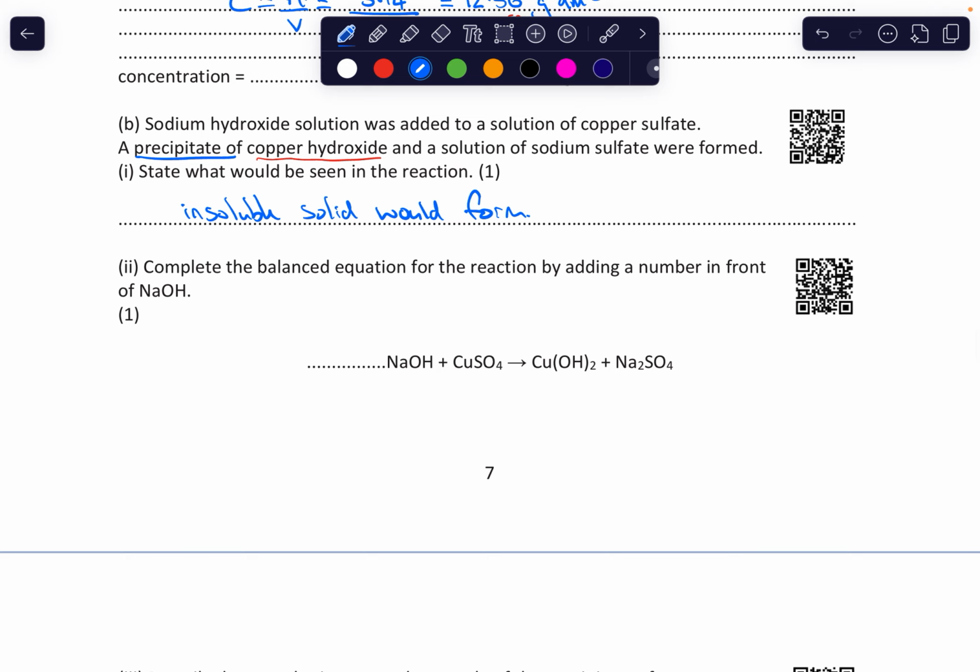Okay, complete the balanced equation by adding a number in front of the sodium hydroxide. If we just look on this side of the equation, there are 2 lots of sodium. So we've got Na2, so 2 lots of sodium. So if I'm going to get 2 lots of sodium on the other side, what I'm going to do here is put a big number 2 in front, and that will make it correct.